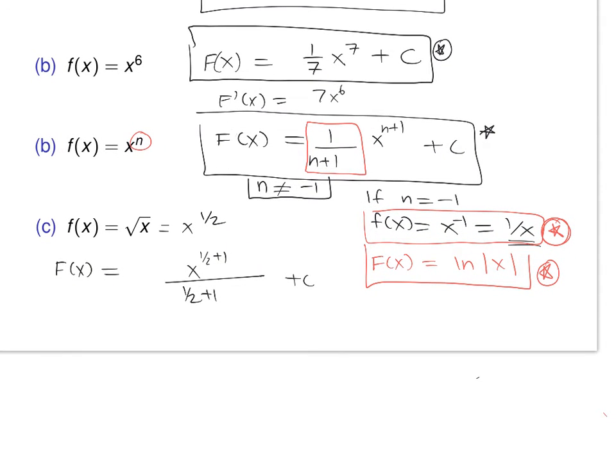So what is 1/2 plus 1? 3/2. And then if you divide by 3/2, it's the same thing as multiplying by 2/3. 2/3. That's a quicker way of doing it than I did it.